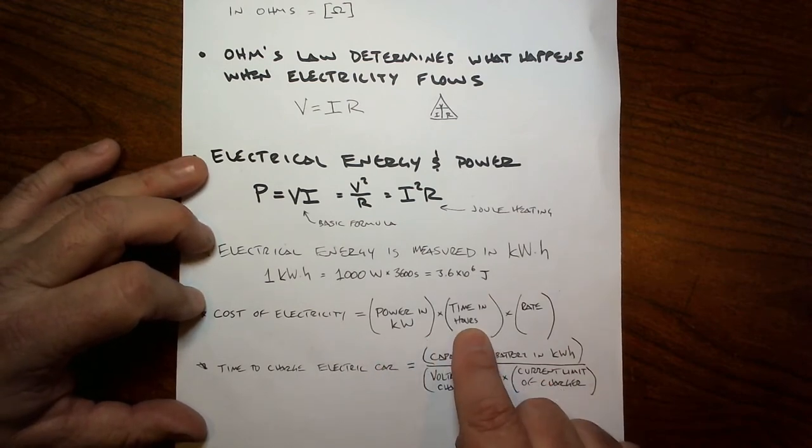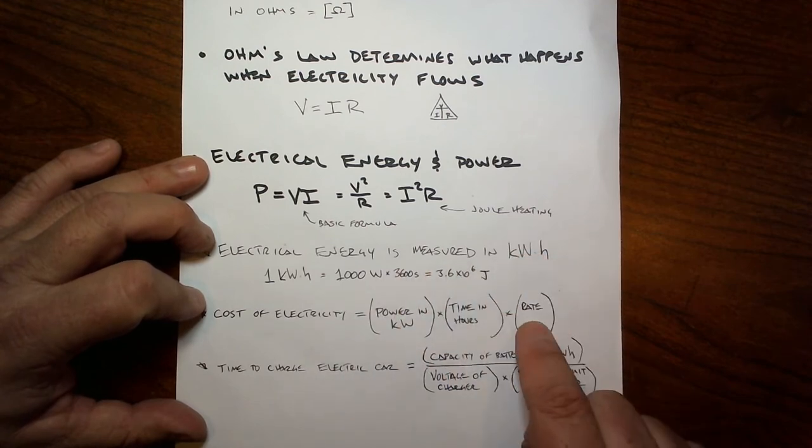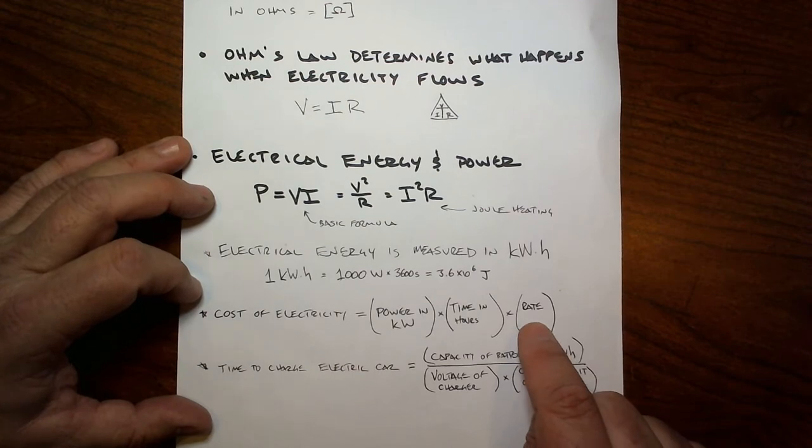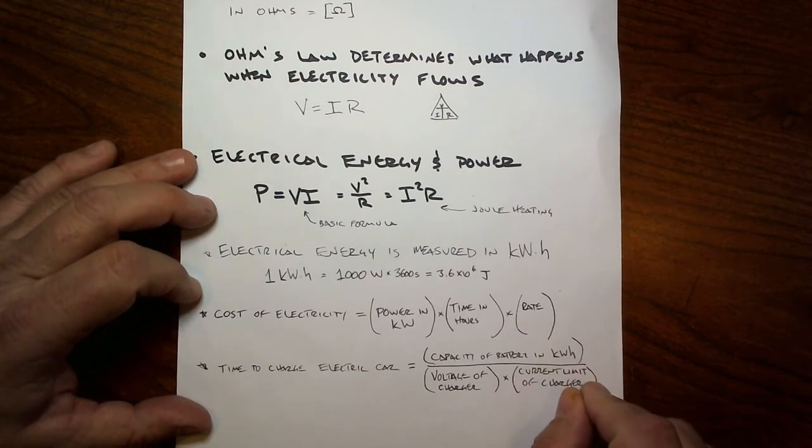Then the time in hours that the appliance is on. So you've created kilowatt hours, and then multiply by the rate that you're paying, which your book tends to say, oh, it's 9 cents a kilowatt hour. In California, you can say it's 15 cents.